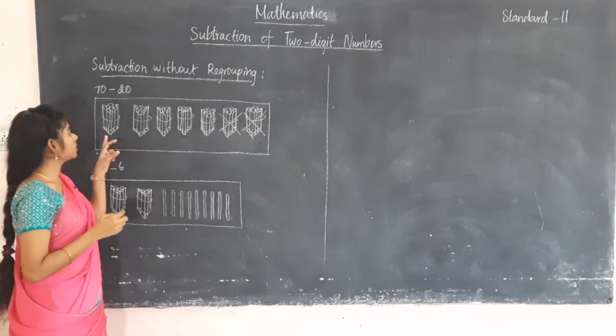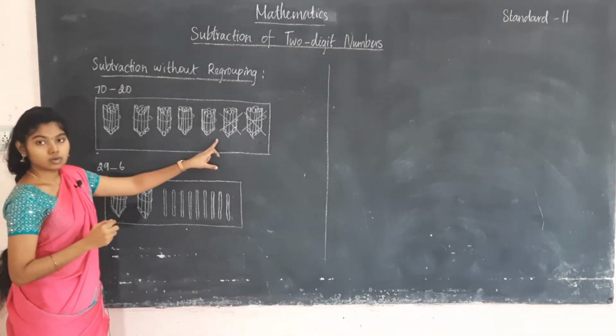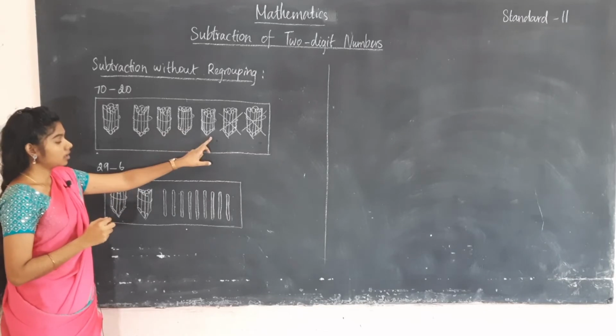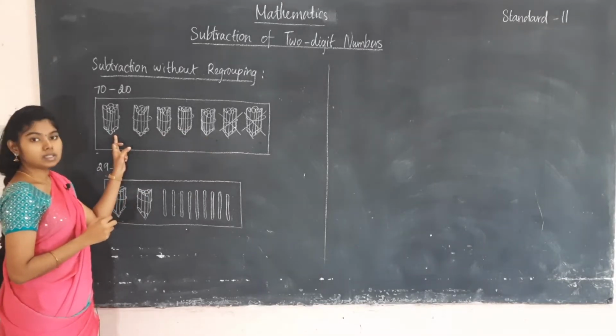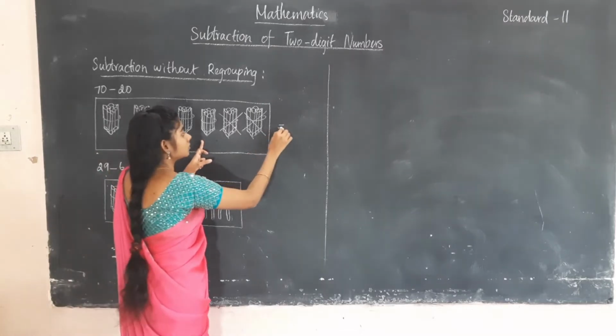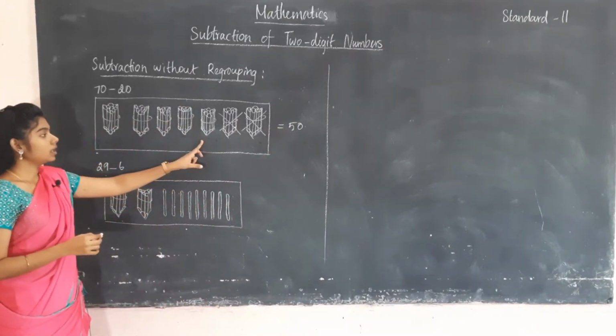So how many bundles are remaining now? 1, 2, 3, 4, 5. So totally 5 bundles are there. In each bundle there are 10 sticks, so totally 50. So the answer is 50. So a total of 50 honeys are remaining with the elephant.